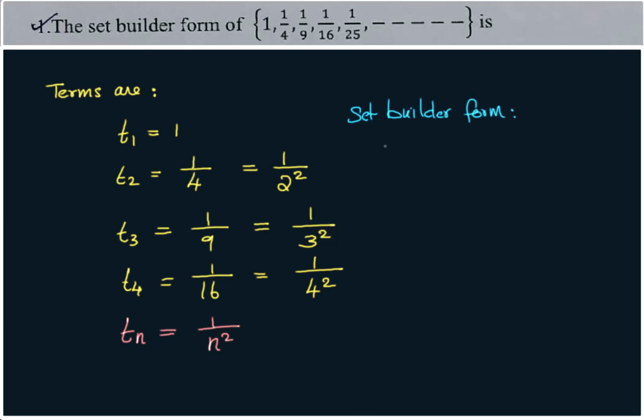N is the set of natural numbers. From this common property of the set, we can write its set builder form as set x, such that x equal to 1 by n square, where n belongs to a set of natural numbers, capital N.